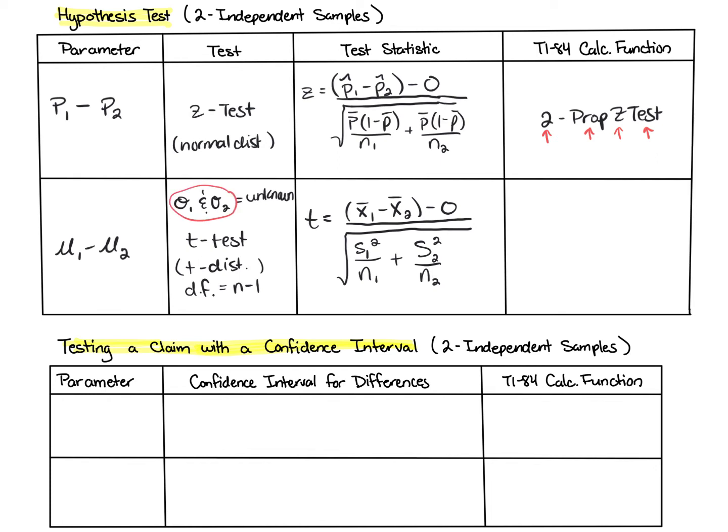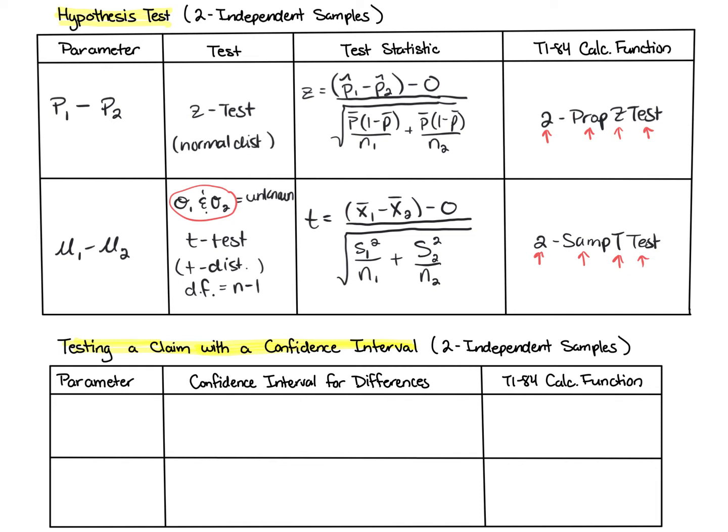If you're using your TI-84 calculator to get the same test statistic as well as the p-value, here you're going to use a two-sample t-test, okay? And again, this will make sense because two means you're dealing with two independent samples, so two-sample. T-test because we're going to approximate using the t-distribution, and test means you're doing a hypothesis test.